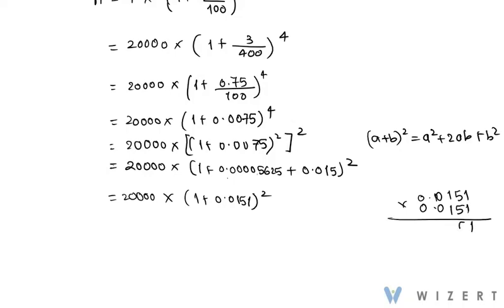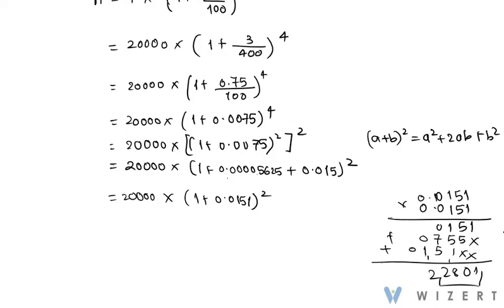1 1s are 1, 1 5s are 5, 1 1s are 1, 0. 5 1s are 5, 5 5s are 25, 5 1s are 5 plus 1, 5 plus 2, 7. So 0. Again 1 5 1, 0. Now let's add. 1. 5 plus 5 is 10. 5 plus 3 is 8. 7 plus 5 is 12. 2. And the decimal point will be after 8 digits from the right side. So 0.0002.